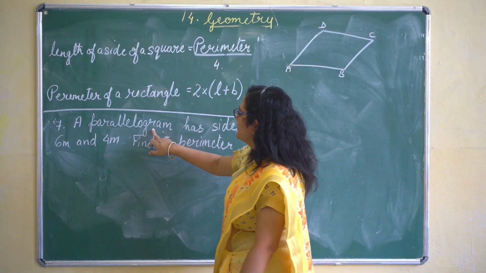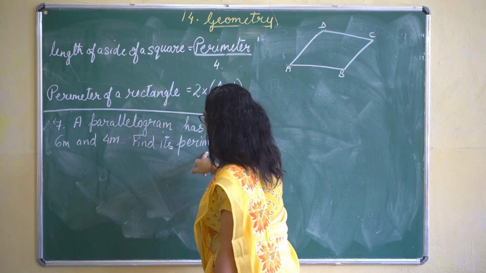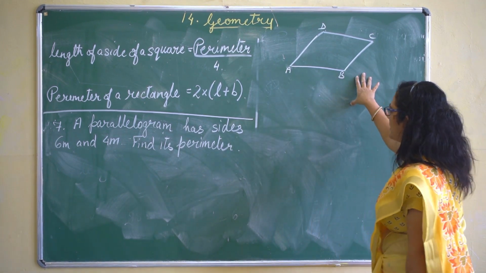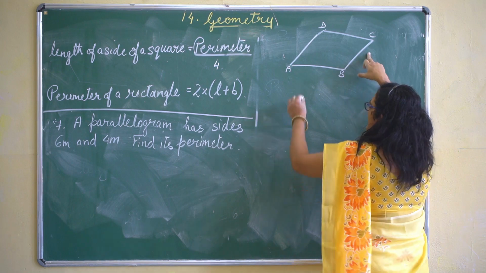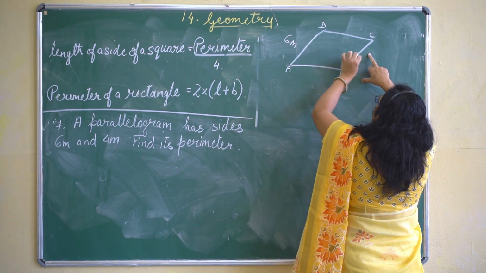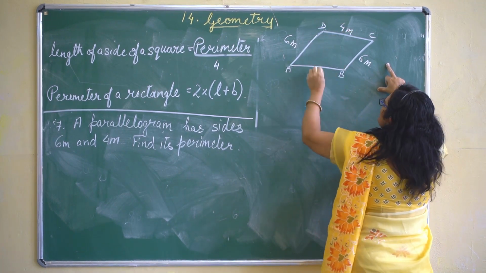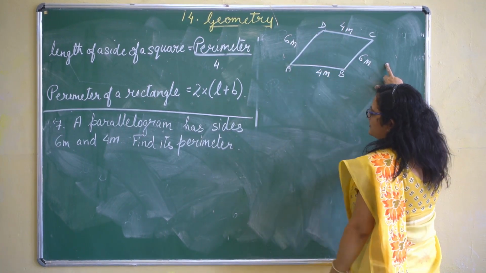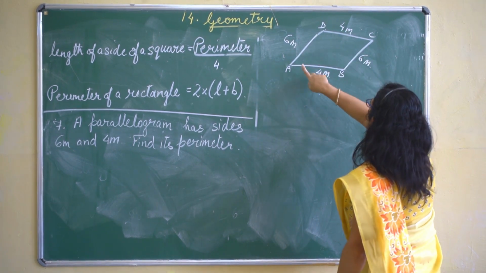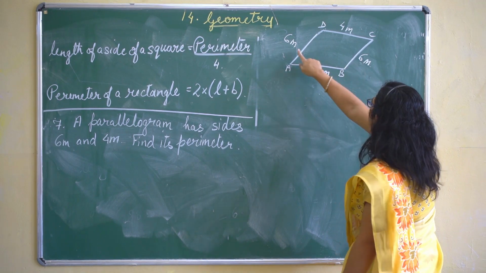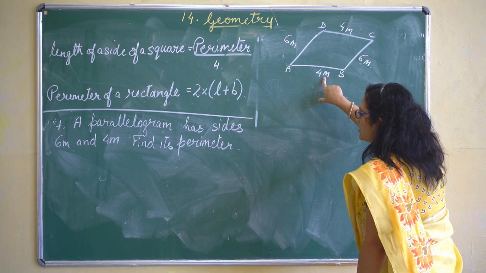Next question, a parallelogram has sides 6 meter and 4 meter. Find its perimeter. So this is a parallelogram. In a parallelogram, opposite sides are equal. Like if this is 6 meter, this will also be 6 meter, and this is 4 meter, this will also be 4 meter. The two sides are given, 6 meter and 4 meter. So we know that opposite sides are equal. So 6 meter, this will also be 6 meter. This is 4 meter, this will also be 4 meter.